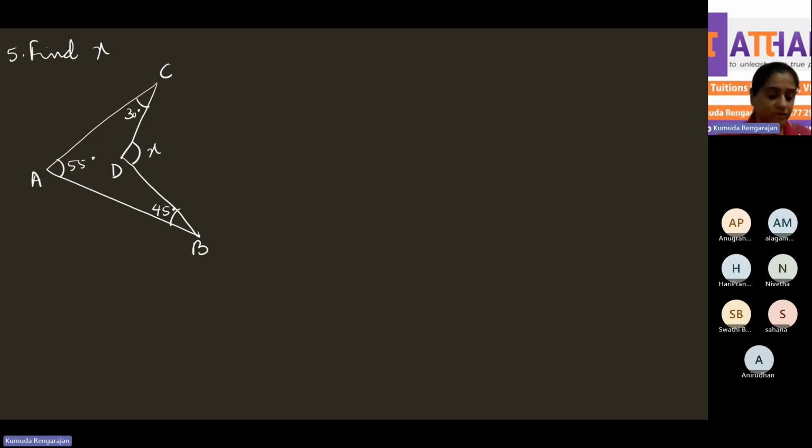Yeah, give a name to this figure. Name the figure. I want a name for this figure. Name this figure.